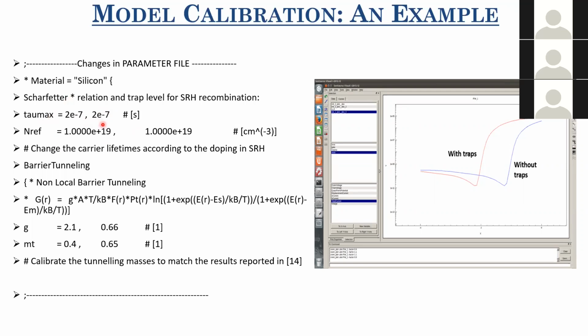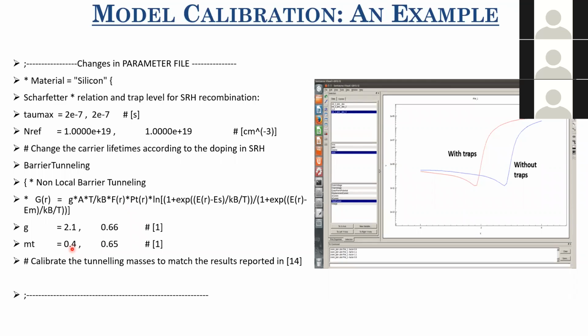for mimicking the impact of 10^19 doping on the carrier lifetimes. Then I've also tuned the tunneling mass of electrons and holes in order to match the experimental characteristics. Default values do not give you the exact results. However, I have changed it only from 0.1 m0 to 0.4 m0 and 0.65 m0. I haven't changed it to something like 5 m0 or 10 m0, because those are non-realistic.